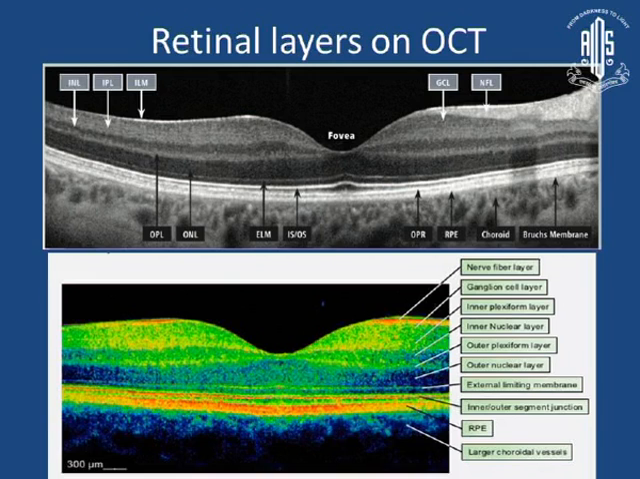Then come these three very well-defined layers. The innermost, the thinner one, is the external limiting membrane, followed by this thick band. This is the IS-OS junction, that is the junction of the inner and the outer segment of the photoreceptors. There are a lot of discs stacked very tightly here, that's why it's very highly reflective. And then finally the RPE complex, which is also very highly reflective.